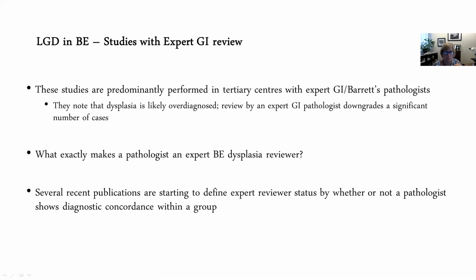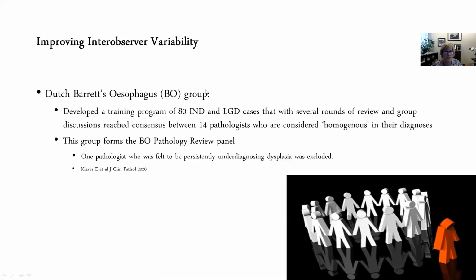GI consults to. But now some recent publications are trying to define what exactly an expert reviewer status is by trying to create a group that agrees with each other, so that there's diagnostic concordance within the group. The group that's done the most work on this is the Dutch Barrett's esophagus group, where they developed a training program using 80 cases defined as indefinite and low grade, defined by several of the pathologists within the group, by the way, but then went through several rounds of review and group discussions to reach consensus between the 14 pathologists who are now considered at that point in time to be homogeneous in their diagnosis.